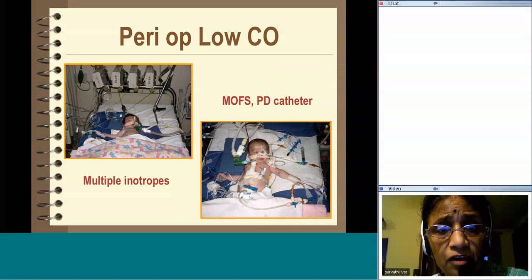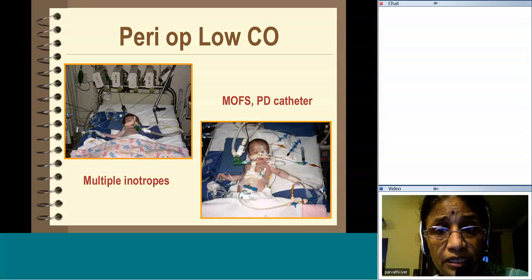And very often in most units, you have a scenario like this where babies get terribly unwell with perioperative low cardiac output state, and they are managed by escalating multiple inotropes in hugely increased doses.